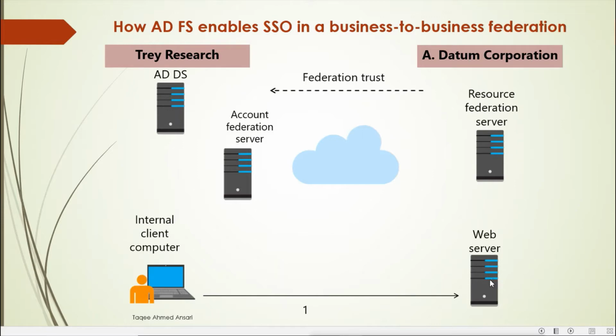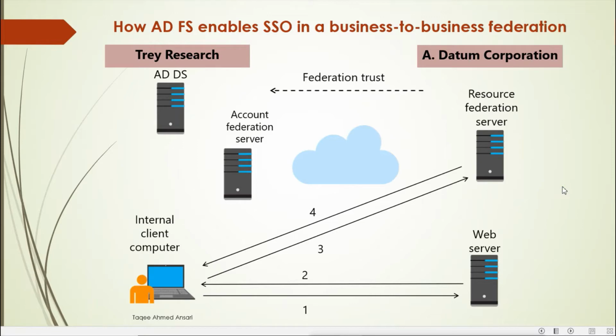Then on the web server, we have configured the web application, the identity application. It sends a response and asks for the username and password of the user account. Then the user provides the identity, and the identity goes to the resource federation server of adatum.com. From here it will get the authentication response. It will send it to the account federation server for the organization, and then it will send the request to the Active Directory Domain Services to validate the user.